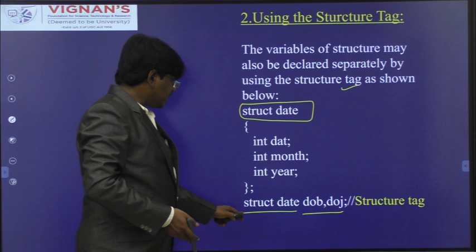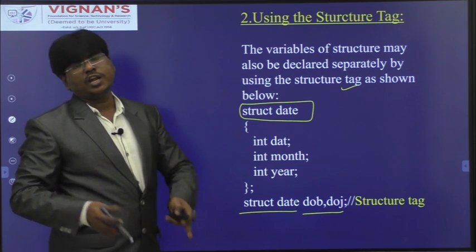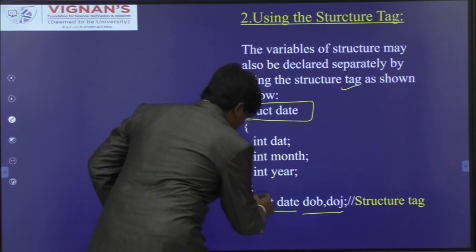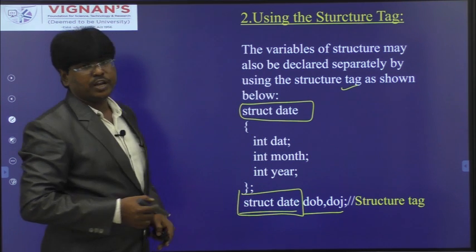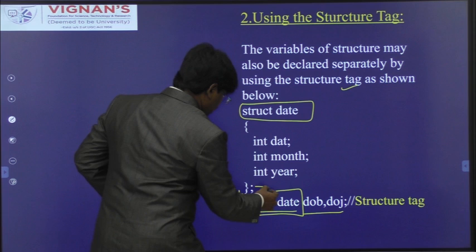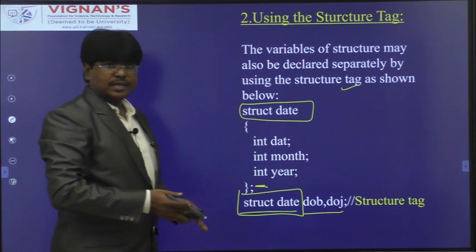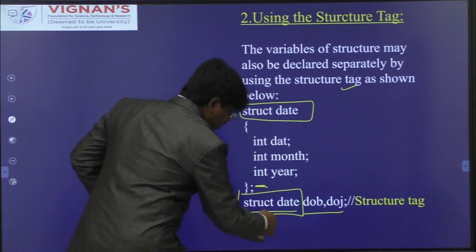So you can use the structure tag outside of the structure, or even in another function. In the previous case, we declared the variables DOB and DOJ at the end of the structure. Here, if you want to declare variables separately, you can also declare them with the help of the structure tag.